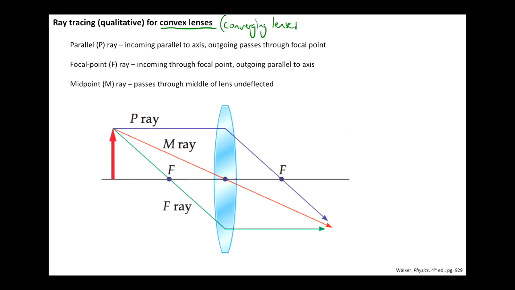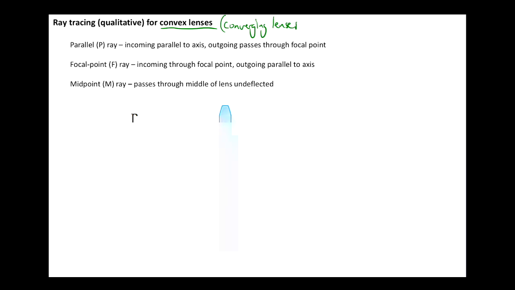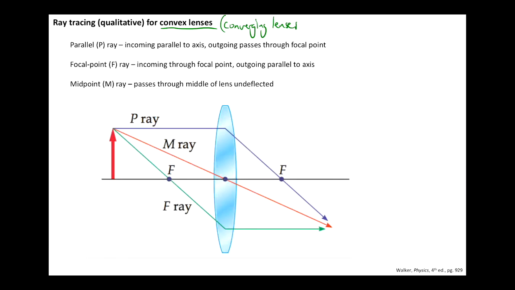Right? Similar rays as before. You have a P ray, an F ray, and an M ray. The P ray is going to start parallel to the axis, and then on the other side, it's going to pass through the focal point. The M ray, the middle one there in the diagram, starts at the tip of your image, goes through the middle of the lens, and just continues going. And then the F ray is going to go through the focal point on the first side of the lens, and then emerge parallel to the axis on the other side.